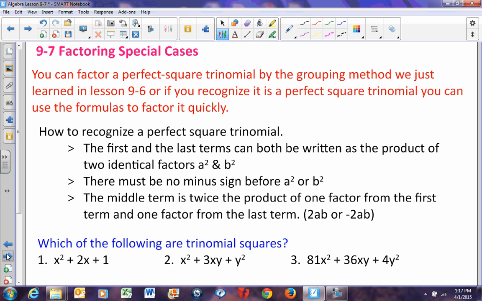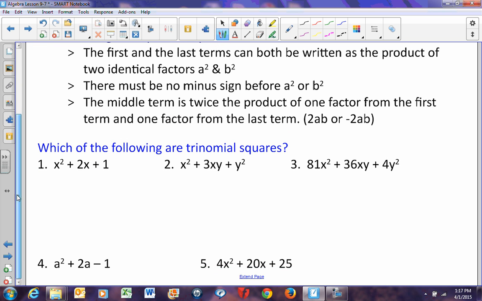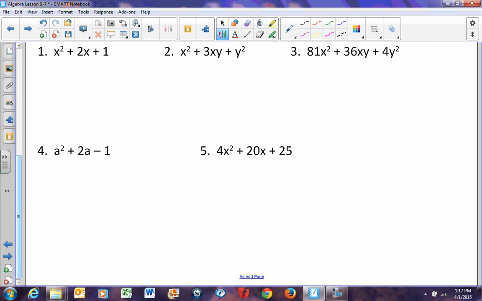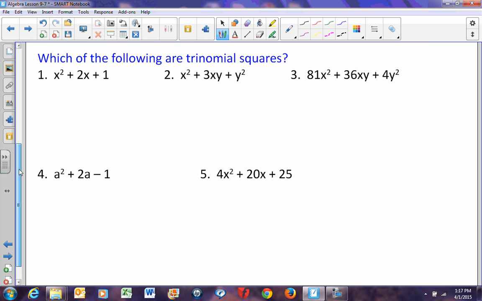There must be no minus signs in front of your a squared or your b squared term, and the middle term must be twice the product of one factor from the first term and one factor from the last term. In other words, it needs to be 2ab or negative 2ab. Let's see if you can recognize if something is a trinomial square. It says, which of the following are trinomial squares?